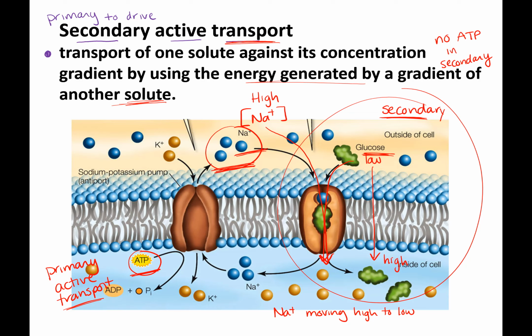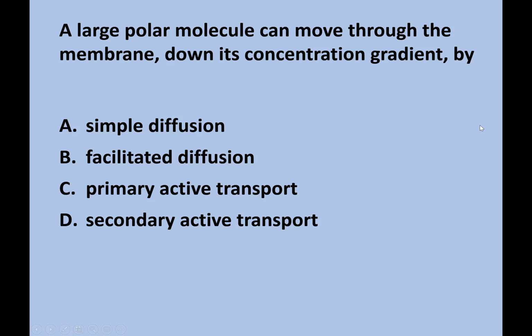Okay, we have 4 clicker questions coming up. The first one is asking you, a large polar molecule can move through the membrane down its concentration gradient by, so pause the video, figure this one out. And the answer is facilitated diffusion. 1, it's a large polar molecule. We know that can't go through simple diffusion. Only very small polar molecules like water can. It's going down its concentration gradient, so we know it's some kind of diffusion.